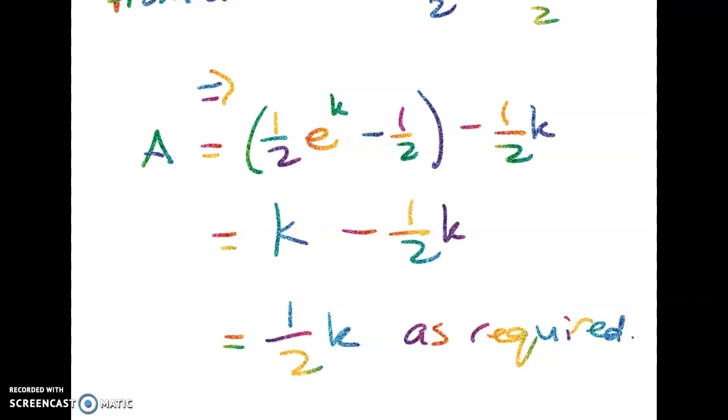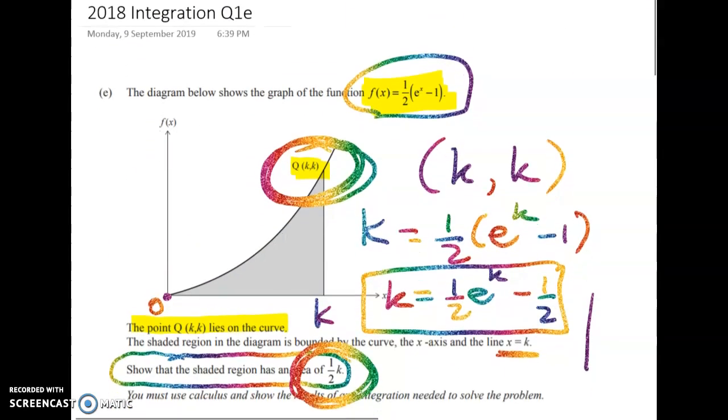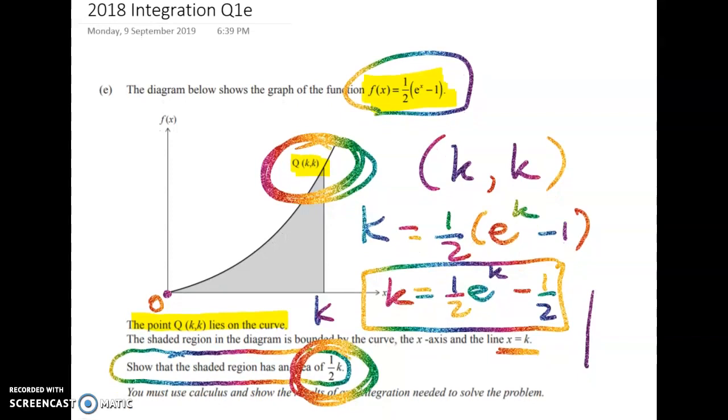I think that's a really cool excellence question. I really like it because it makes you have to be very confident of your integration skills.